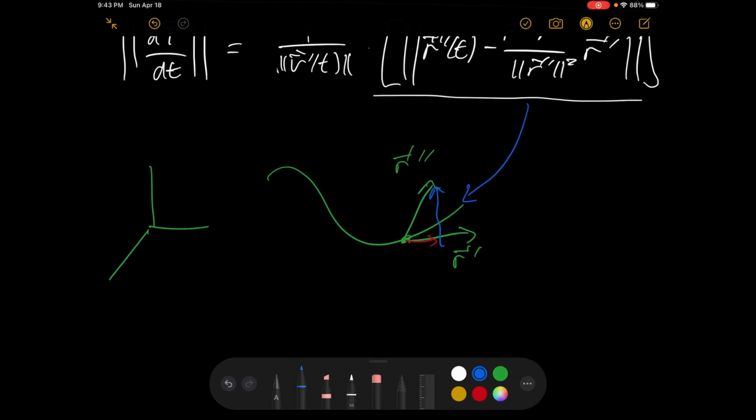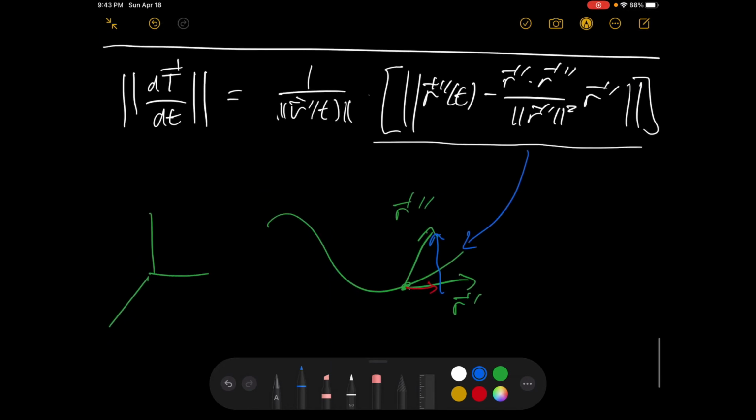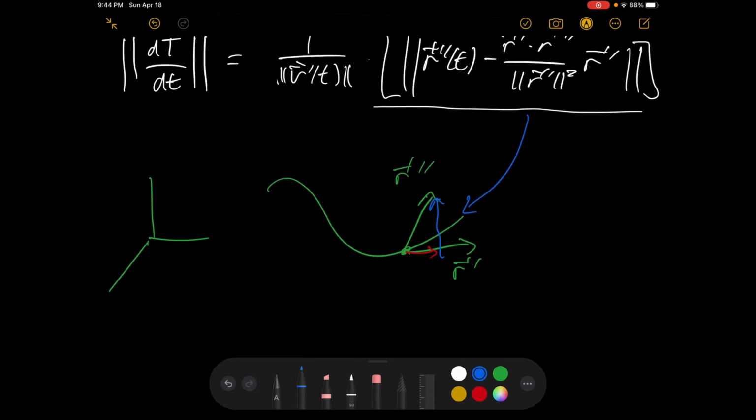Now, you might think, okay, since I only need the length of this blue vector, we just need to use some geometric properties. And that is, imagine this length of r double prime. And that length is this much, and that's the length of here. And now let's introduce an angle theta, the angle between r prime and r double prime. Well, it turns out that the red vector, because it's kind of like that.